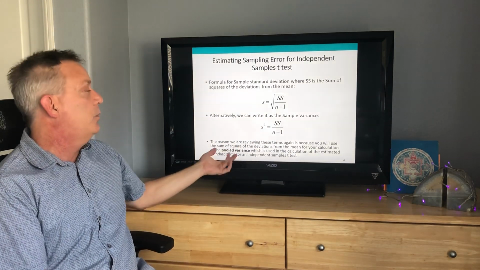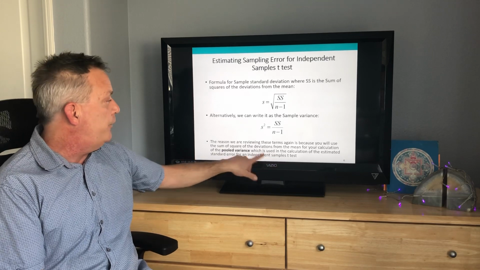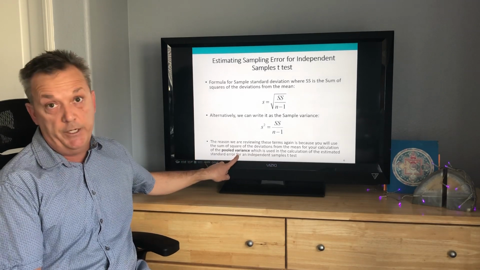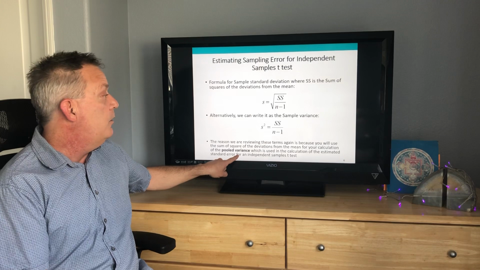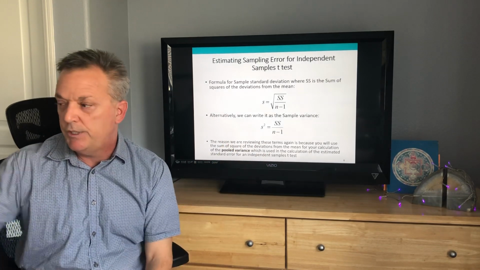The reason the book reviews this is because you'll use the sum of squares of the deviations from the mean for your calculation of the pooled variance, which is used in the calculation of the estimated standard error for an independent samples t-test.